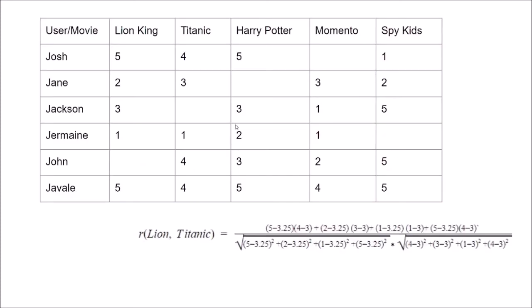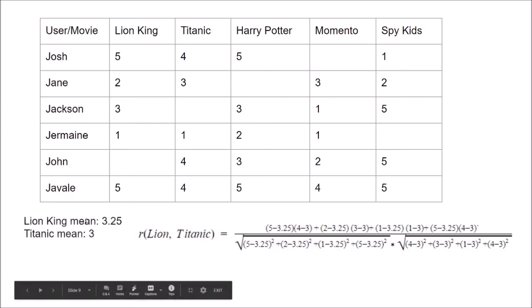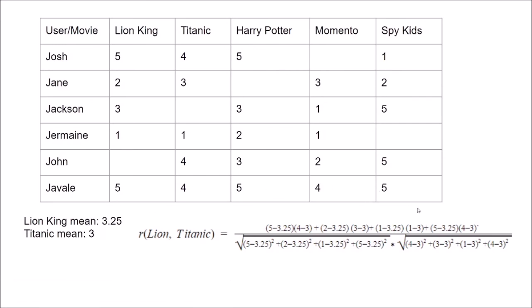Let's do a calculation. We increase the size of the matrix to make it a bit easier to visualize. So we're going to find the Pearson correlation between Lion King and Titanic. First we have to find the mean of each of the movies. We get 3.25 and 3. Next, we take Josh's ratings of Lion King and Titanic and subtract them by their respective means. After that, we go to Jane, Jack, Jermaine, and JaVale, and so on.